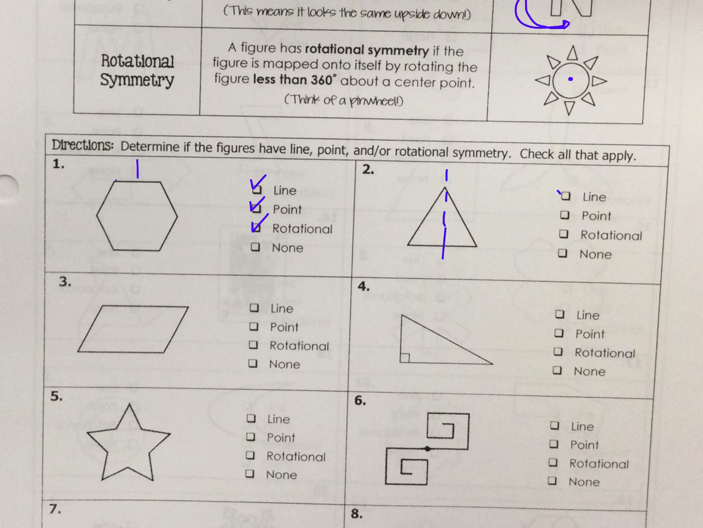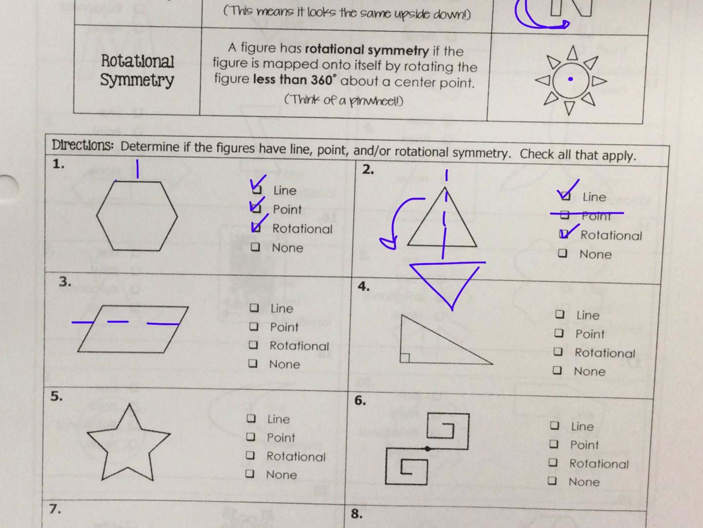The triangle has line. If I flip this guy upside down, he would look like that, which doesn't look like the original one. So he does not have point. But I could rotate him 1 turn, and he would still look the same. So he's rotational and line.